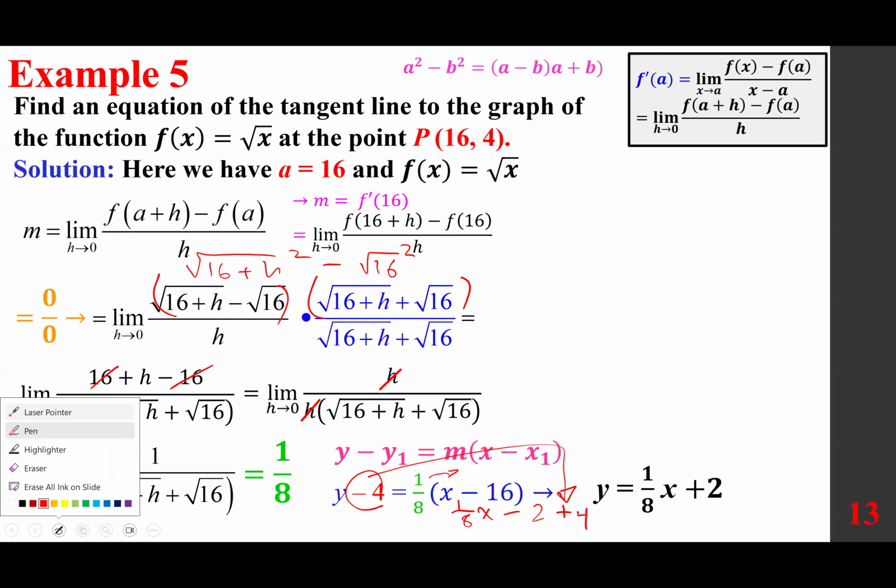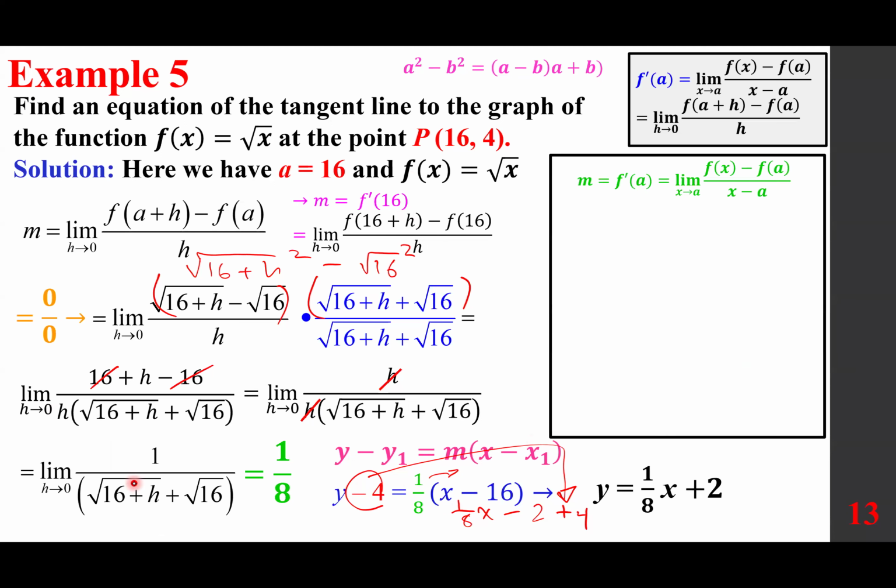And I highly recommend you check that 16 and 4 works, meaning this process was right, has got nothing to do with finding the slope. And we are done. But again, for practice, I want to do this with the second method, where f prime of a is the limit of f of x minus f of a over x minus a. This is for practice, everybody.